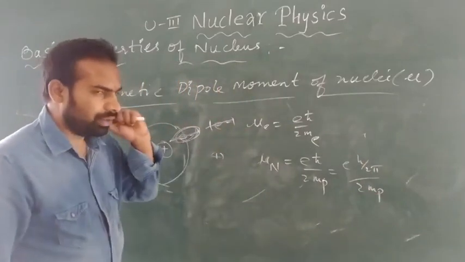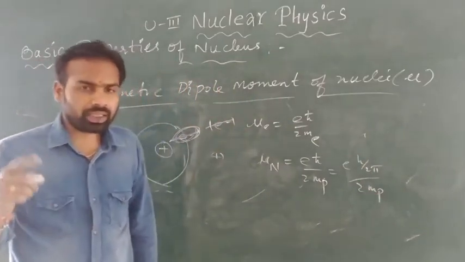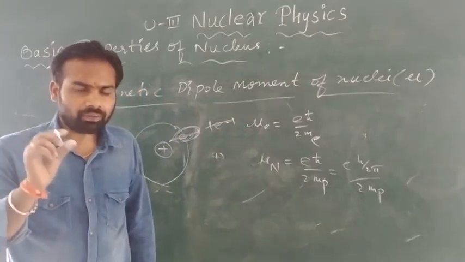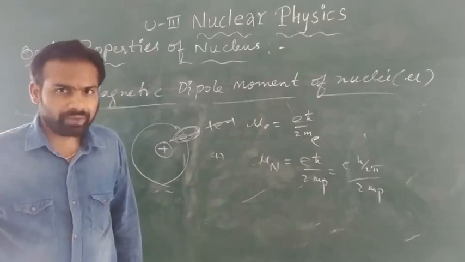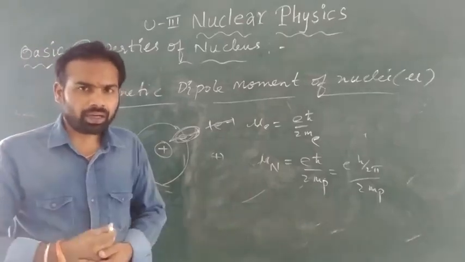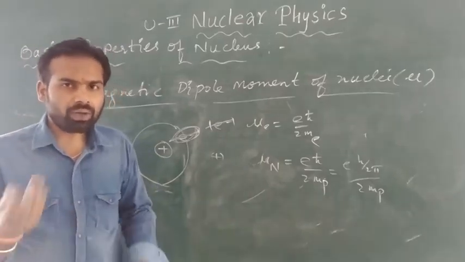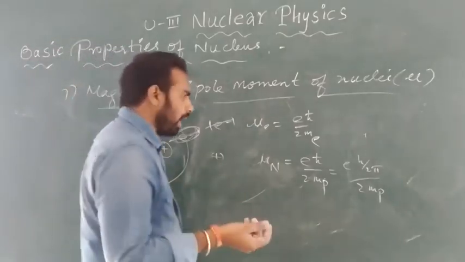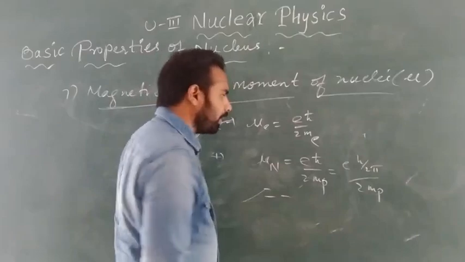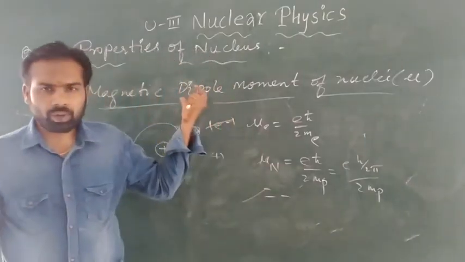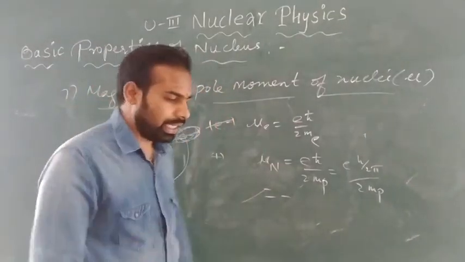What about the neutron? The neutron has both positive and negative charges. If they differ in the orientation, it may also produce some dipole moment, which is of negative value. So this is about the magnetic dipole moment of nuclei.